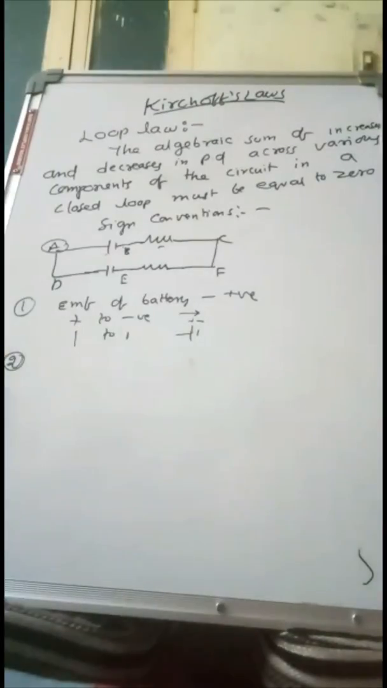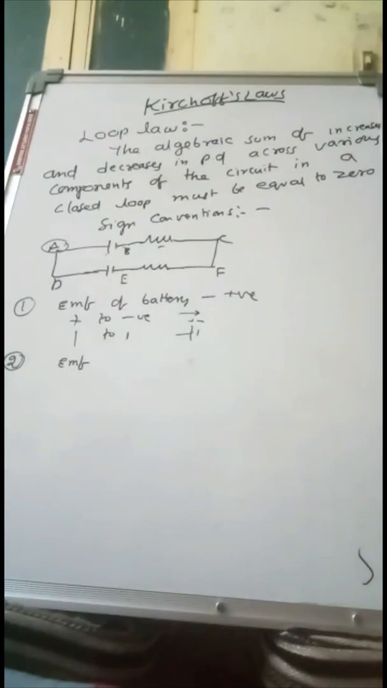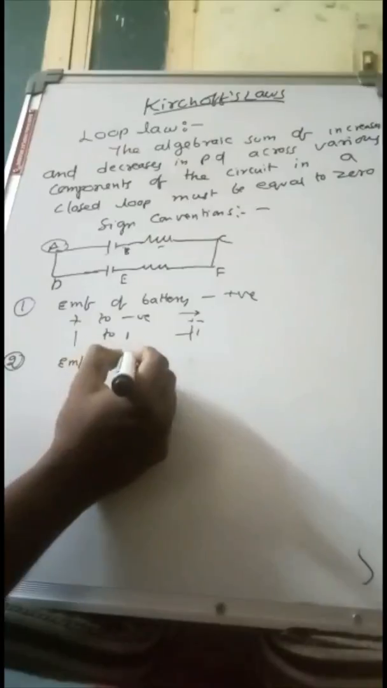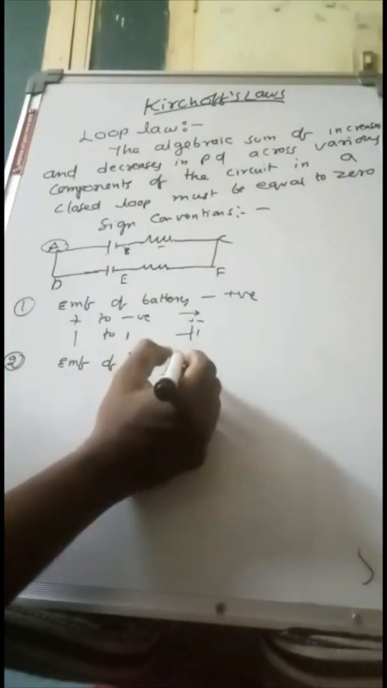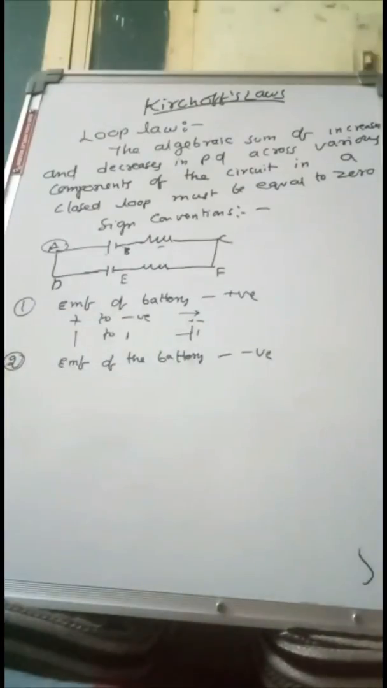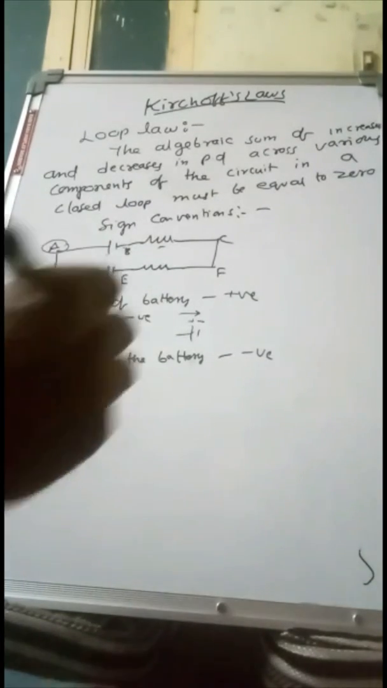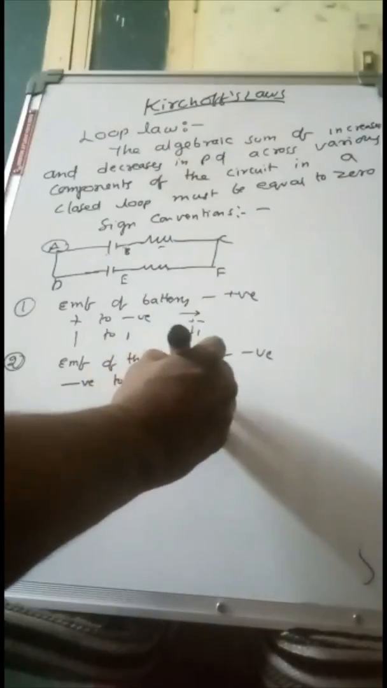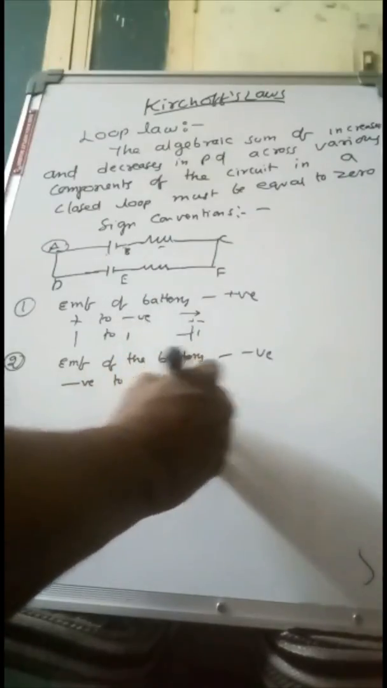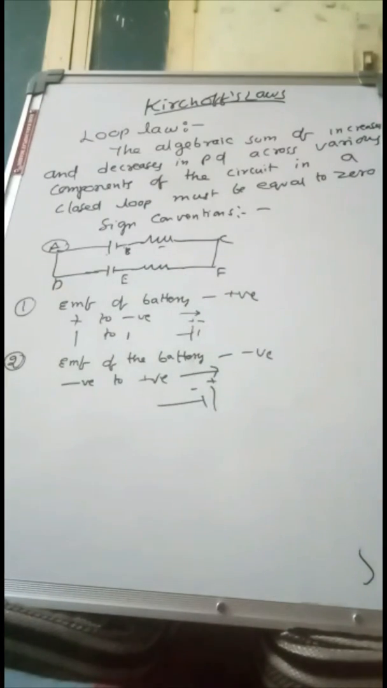Second sign convention: the EMF of the battery is taken as negative if we move from the negative terminal to the positive terminal. For example, if you are moving like this, from negative to positive, then the EMF of the battery is taken as negative. That is the second sign convention.